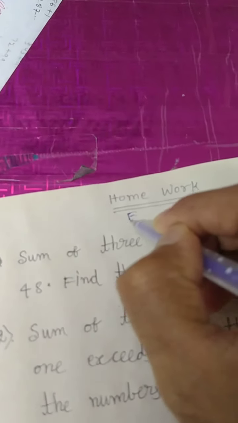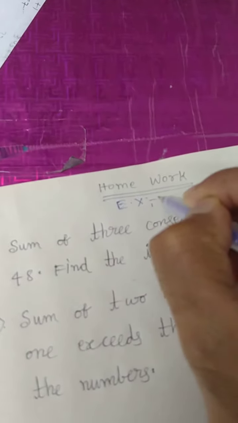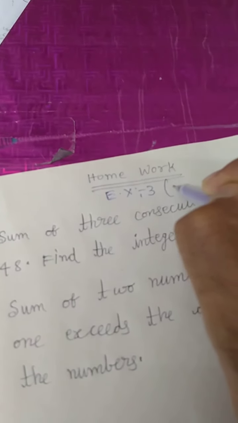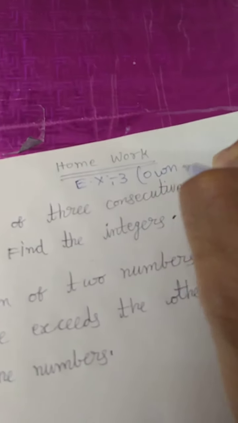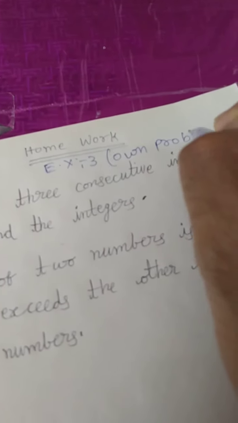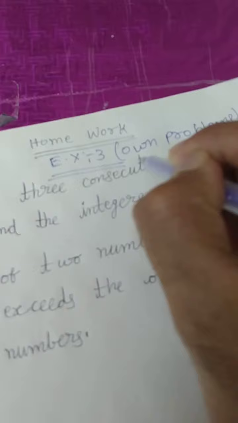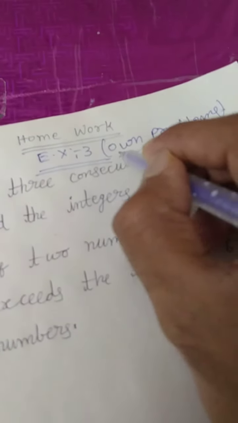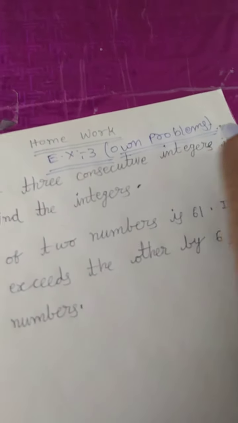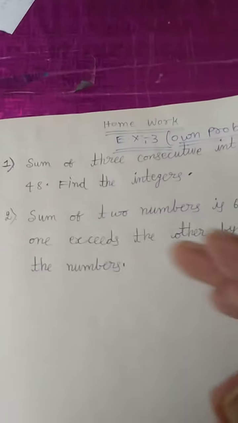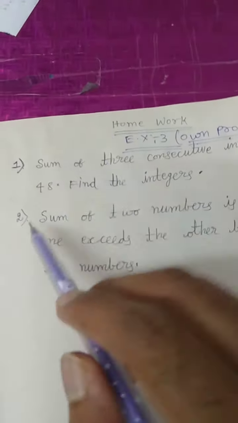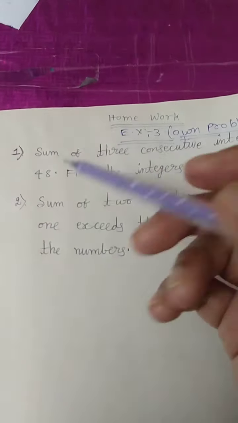Please mention in your homework book only, you should write. Exercise 3 own problems you keep. I am not giving from your textbook, children. If I give from your textbook there may be some disturbances, so I am giving my own. The same model, children, what today I have explained.